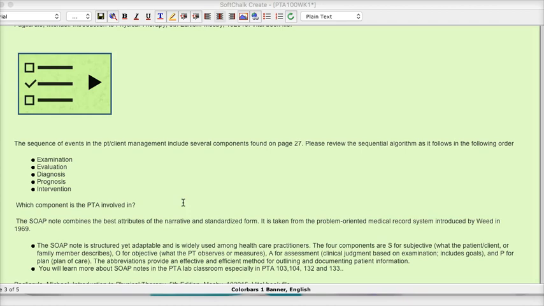So there are several events that take place regarding management of a health condition regarding a patient, and pages 27 and 28, I think, really well break this information down. This is in order, sequentially, as an algorithm. There's a really good picture in Figure 2-1, and the start is the examination, where the PT examines the patient.